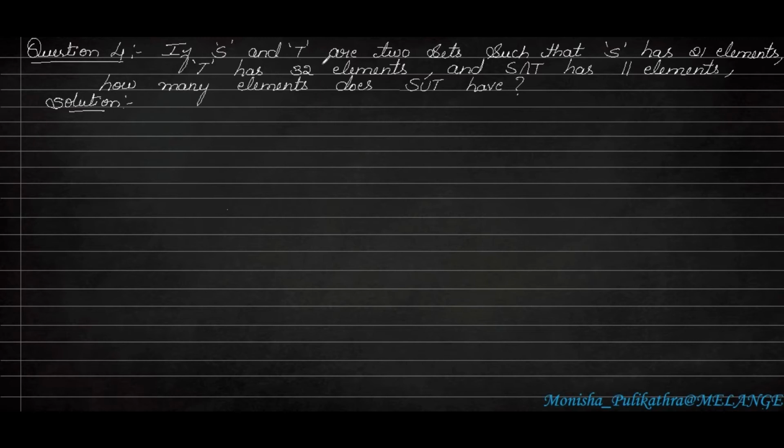The fourth question is, if S and T are two sets such that S has 21 elements. So the number of elements in set S is 21 and the number of elements in set T is 32. So N of T is equal to 32, and they have given S intersection T. The number of elements in S intersection T is 11. Now we have to find the total number of elements, that is S union T. The same formula we have to put: N of S union T plus N of S intersection T is equal to N of S plus N of T.